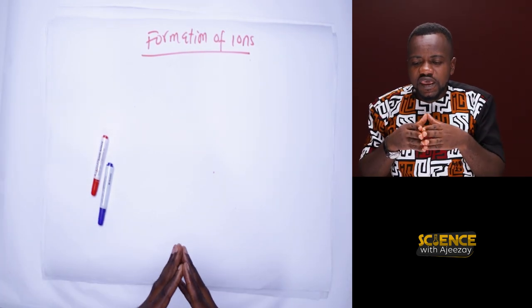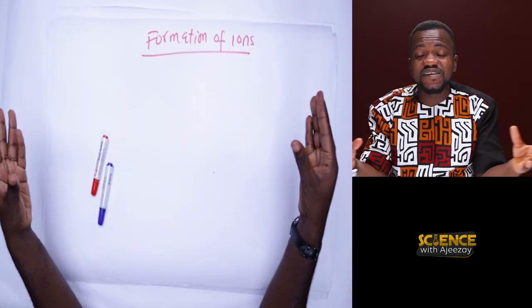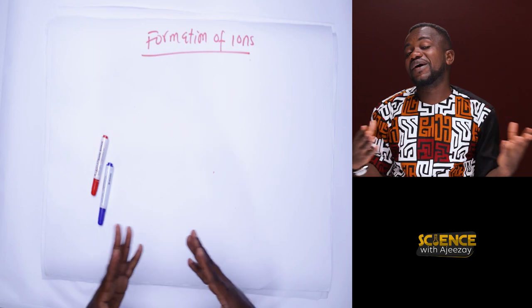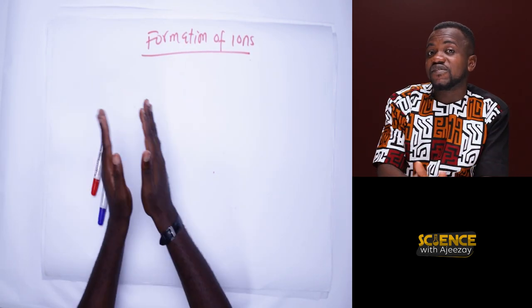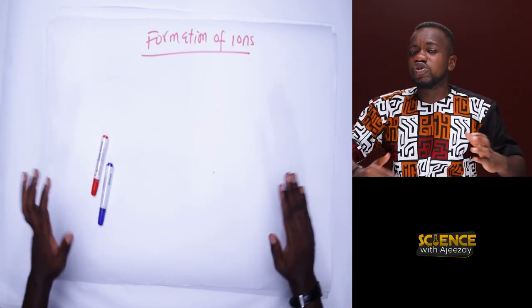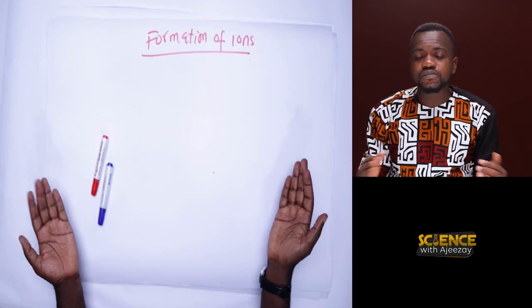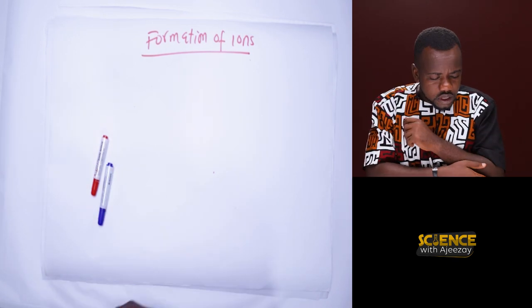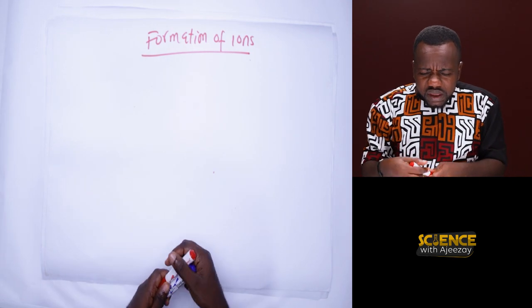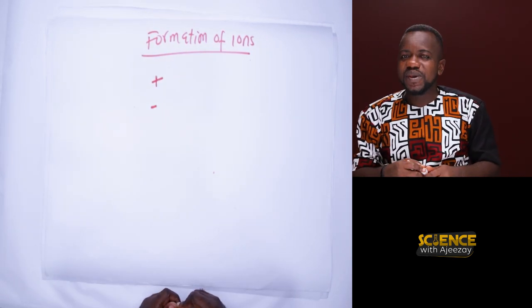An ion is basically a charged particle, an electrically charged particle. If it is plus or minus, it's electrically charged. So here, you'll be seeing plus and minuses on atoms. Plus and then minus. Now, pay attention.